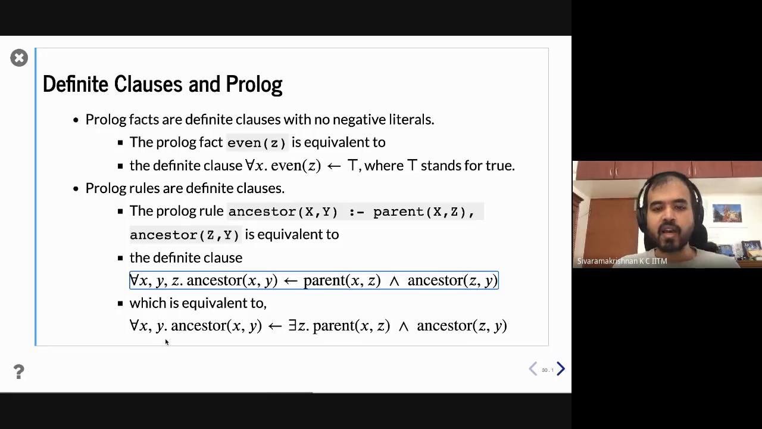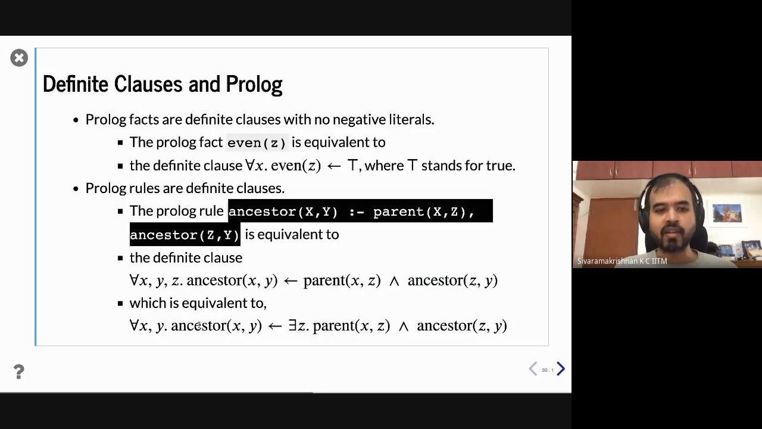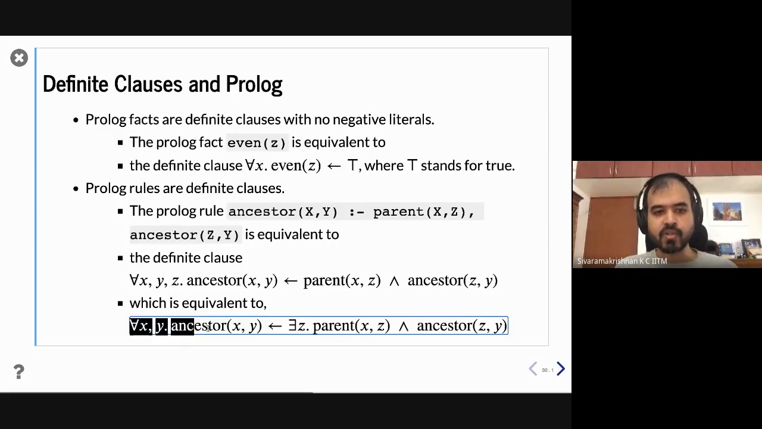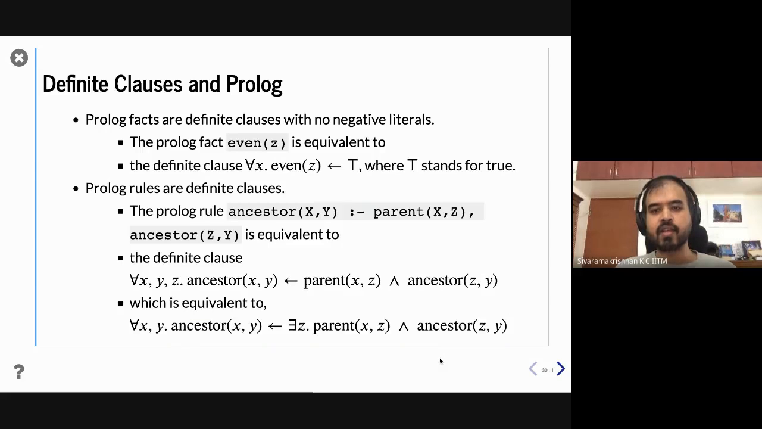And this is much more natural to read. This is the logical reading. This is what we say in English when we look at this particular rule in Prolog. We say for all x comma y, x is an ancestor of y if there exists a z such that x is a parent of z and z is an ancestor of y. So this particular rule in Prolog exactly corresponds to this definite clause. So when we describe a Prolog program, all we are doing is describing a set of definite clauses. So that's the restriction of first order logic that Prolog is.